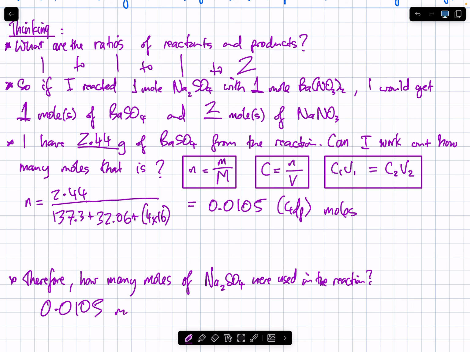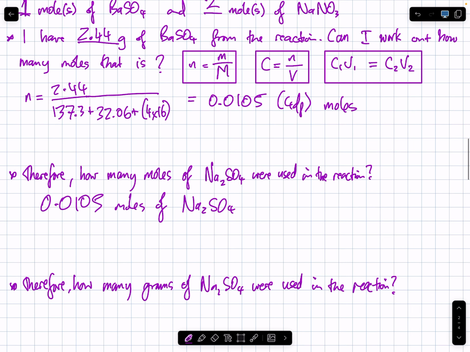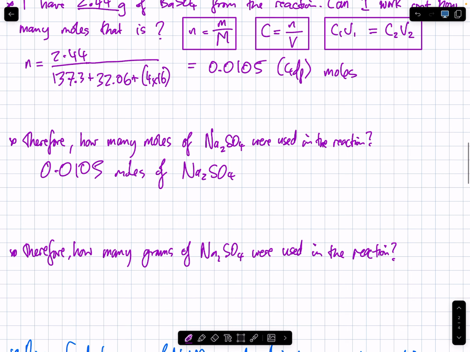0.0105 moles of sodium sulfate, Na2SO4, were used in the reaction. Because what's the ratio? This one is the same amount as that, is the same amount as that, but this one has double the amount. Okay? How many grams of Na2SO4 were used in the reaction?